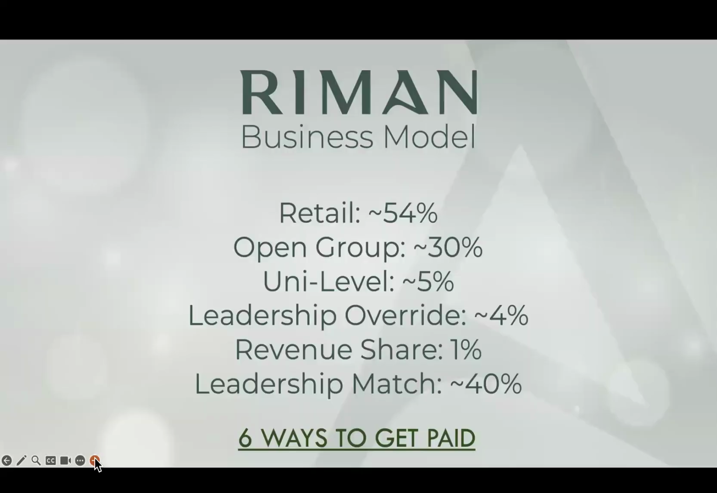So let's look at the Riman business model, right? There's 6 ways to get paid. We have the retail, the open group, the uni level, the leadership override, revenue share, and leadership match, right? But when you take a look, what jumps out at you the most? That 54% in retail and probably the open group at 30%, right?